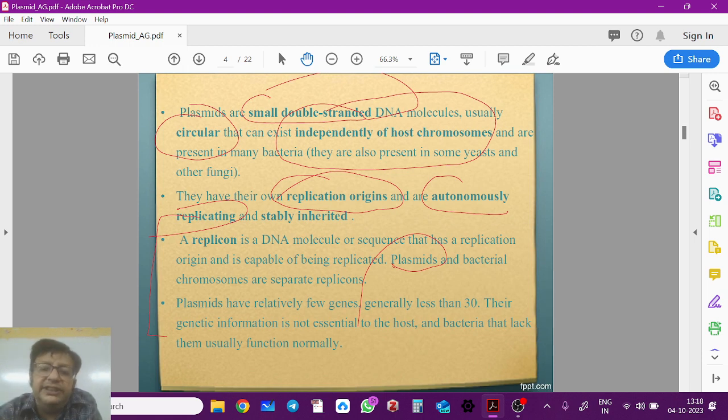They have very few genes, normally less than 30, and their genetic information is not essential to the host. So what information or resistance these plasmids provide, say against any antibiotic, is not actually needed by the host. Only when you put the host in an antibiotic medium does the plasmid become essential for its survival. Under normal circumstances it is not needed, but if you give them antibiotic, they will die.